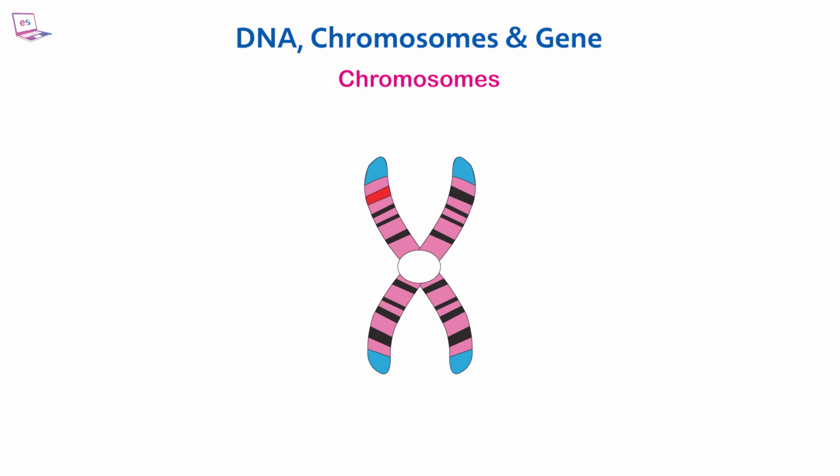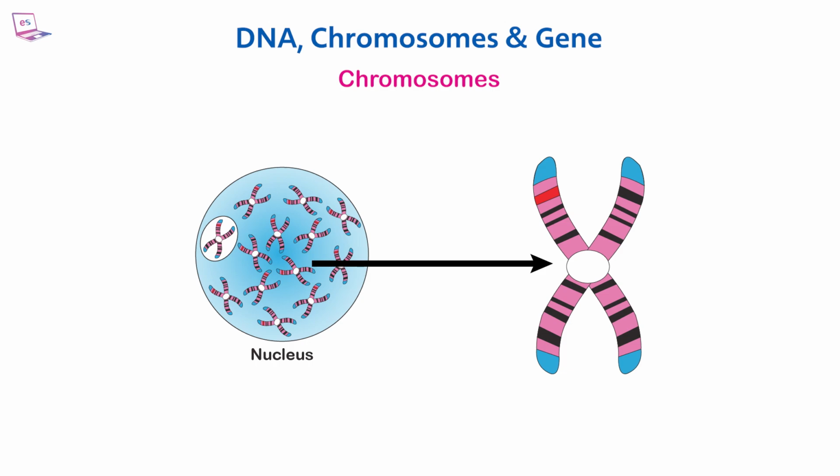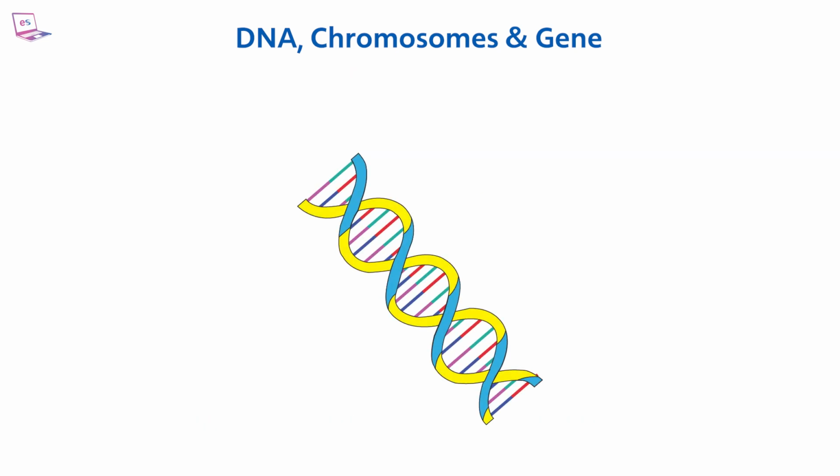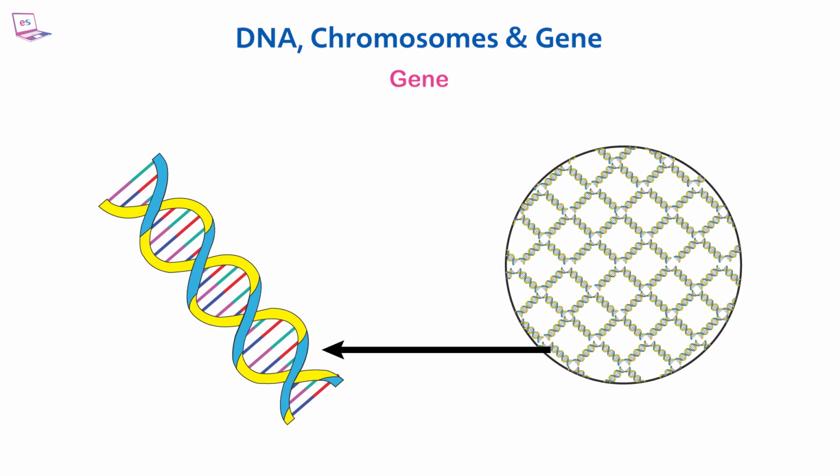In most cells, chromosomes are located in functional pairs in the nucleus. Humans have 46 chromosomes arranged in 23 pairs. The small section of DNA on a chromosome that encodes function is called a gene. It is the basic functional unit of heredity, or inheritance.